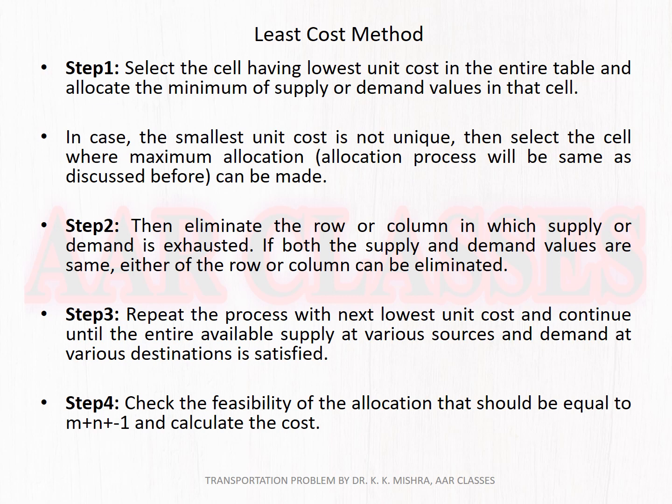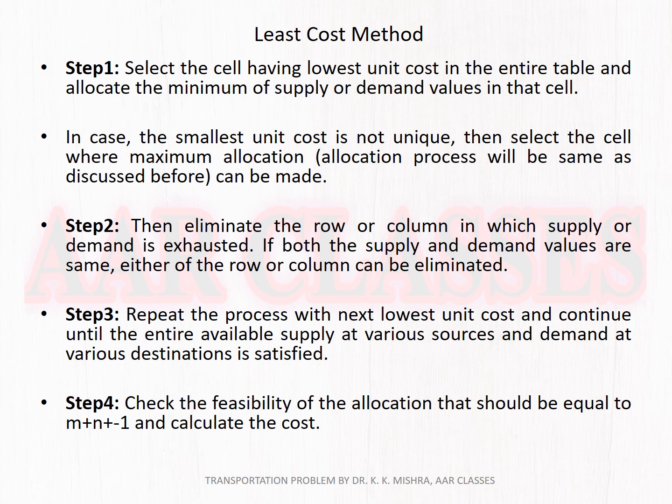Step 1. Select the cell having the lowest unit cost in the entire table and allocate the minimum of supply or demand values in that cell. In case the smallest unit cost is not unique, then select the cell where maximum allocation can be made; the allocation process will be the same as discussed before. Step 2. Then eliminate the row or column in which supply or demand is exhausted. If both the supply and demand values are the same, either the row or column can be eliminated. Step 3. Repeat the process with the next lowest unit cost and continue until the entire available supply at various sources and demand at various destinations is satisfied.